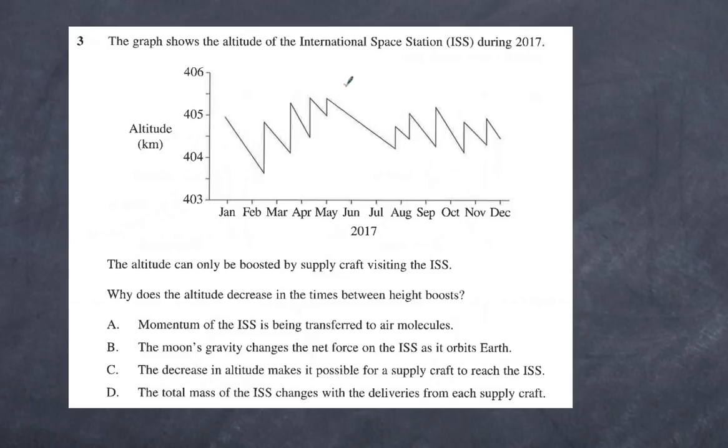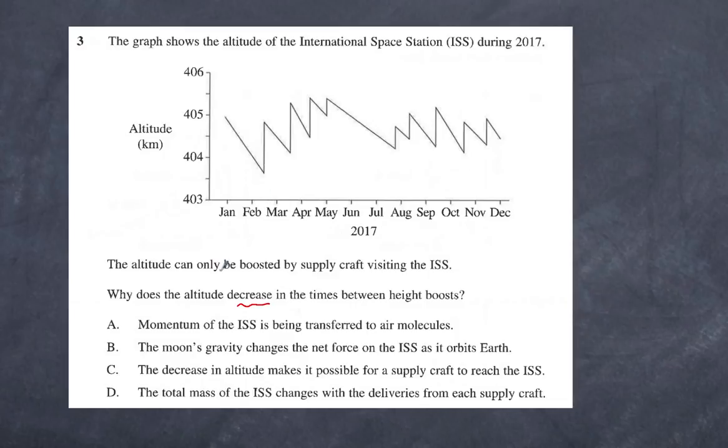Question number 3. The graph shows the altitude of the International Space Station during 2017, and the altitude can only be boosted by supply craft visiting the ISS. Why does the altitude decrease in times between height boosts? So this is not about the supply craft. This is what happens in between visits.